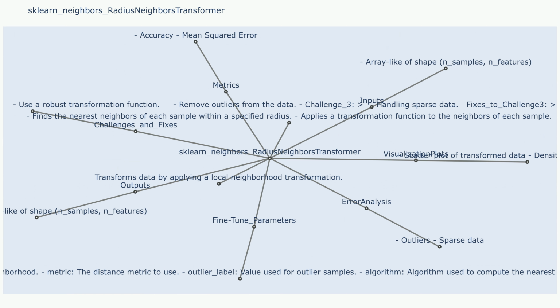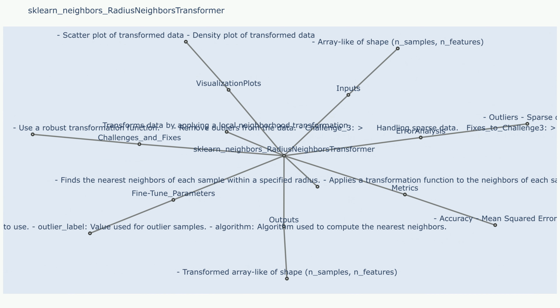Challenge 3. Outlier detection. Outliers can significantly affect the transformation process. If a single outlier is within the radius of a sample, it can heavily influence the transformed value. Sample use case that resulted in challenge 3: a dataset with a few extremely unusual samples could lead to this problem.